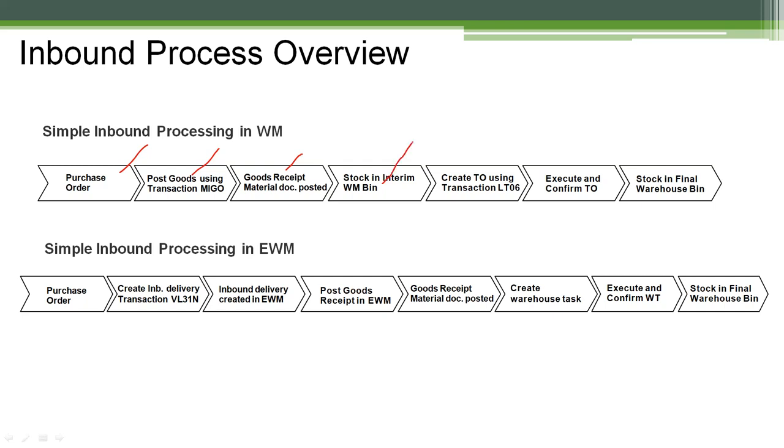The stock in the system would then increase in a bin. We used to create transfer orders and confirm transfer orders so that the product would then go into a final bin. Okay, so a transfer order was a document created to track the movement of the product from the area where we have received to the actual location, the bin where we are going to store them. Same process, which is why I say, even if you have WM, you still need to run EWM, because the same process is done in EWM in a different way.